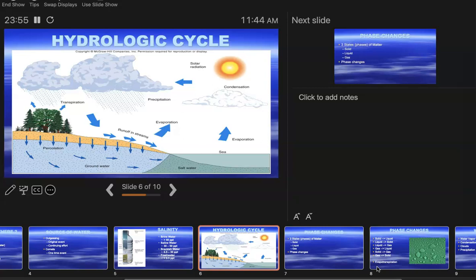Groundwater, again, is its whole own conversation. We talk about aquifers. You may have heard that word before. Those are vast storage pits of water in the ground. Okay?